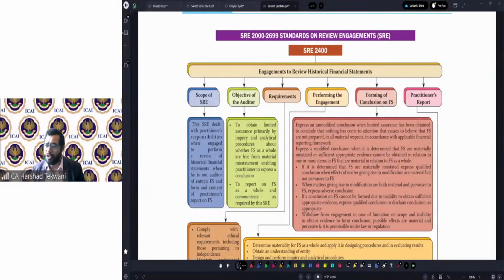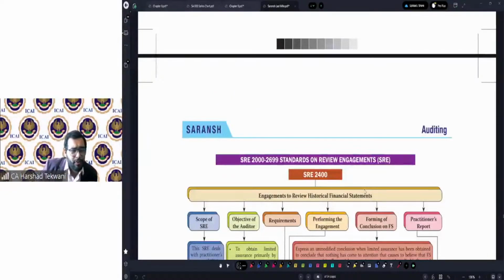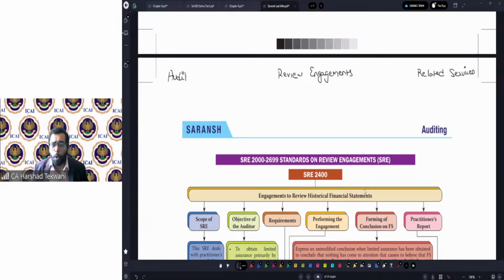If you see chapter number 10, it talks about review of financial information. Review of financial information can be historical financial information or interim financial information. But these are review engagements, and we need to understand the difference between audit, review engagements, and related service engagements. So I'll write three words over here. First, audit. Second, review engagements. And third is related services. What is the difference between all three? Can anyone tell me the difference between the three?